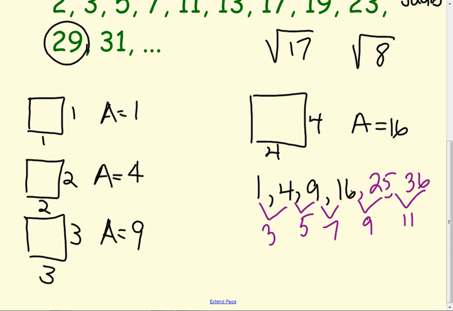And pretty much you don't have to go much higher than that. What's the next perfect square? So we have one more. 7 squared is 49, or you could add 13.